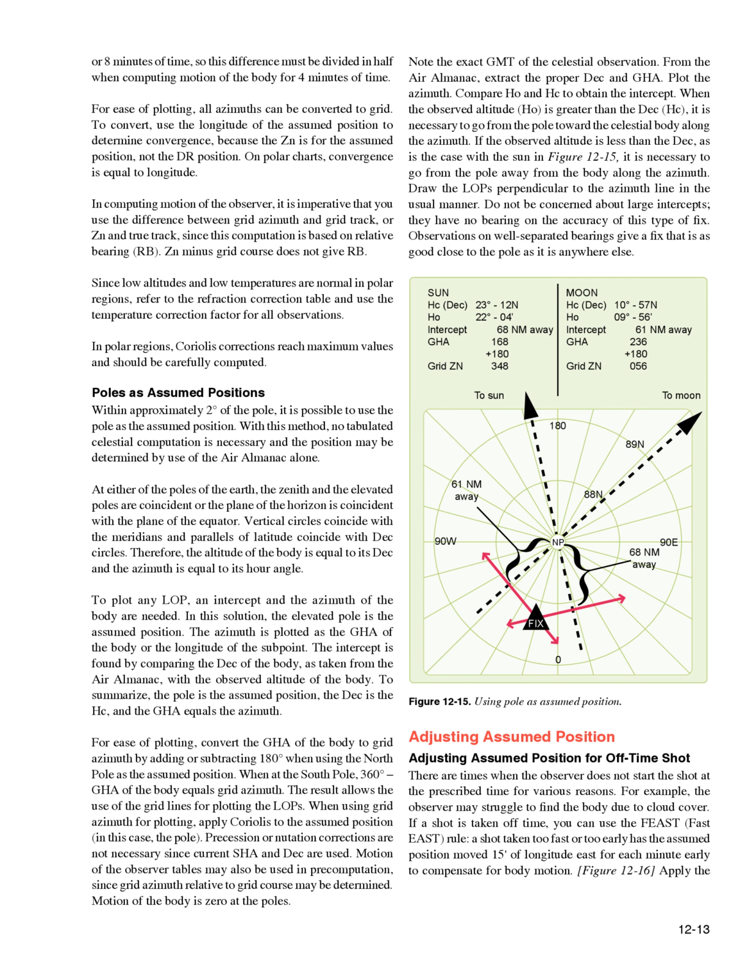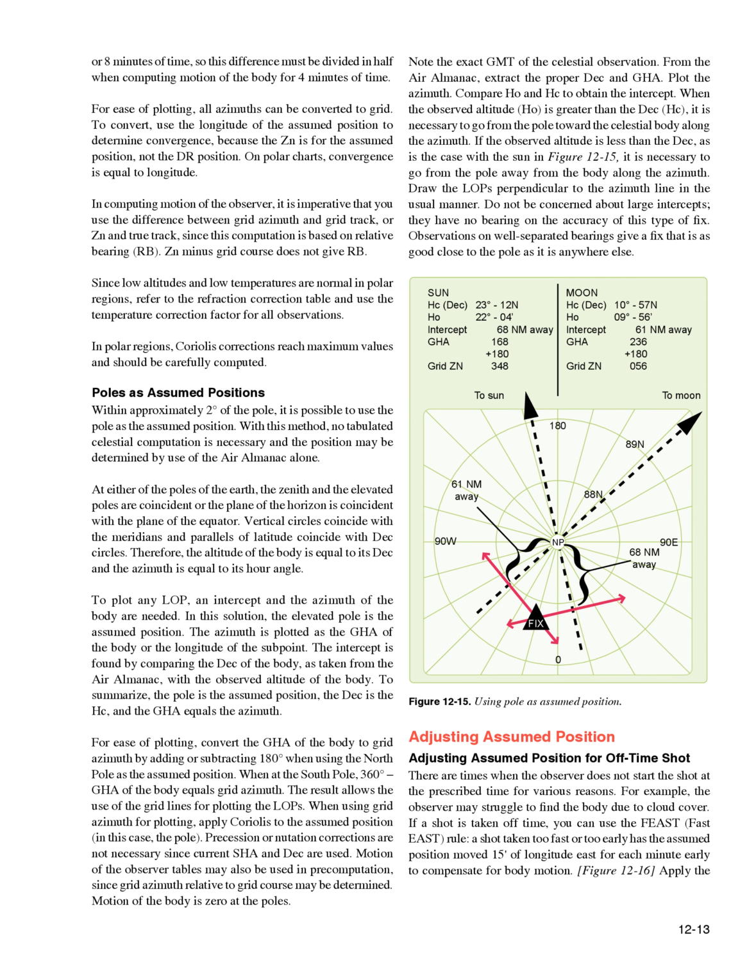The intercept is found by comparing the deck of the body, as taken from the Air Almanac, with the observed altitude of the body. To summarize, the pole is the assumed position, the deck is the HC, and the GHA equals the azimuth. For ease of plotting, convert the GHA of the body to grid azimuth by adding or subtracting 180 degrees when using the North Pole as the assumed position.